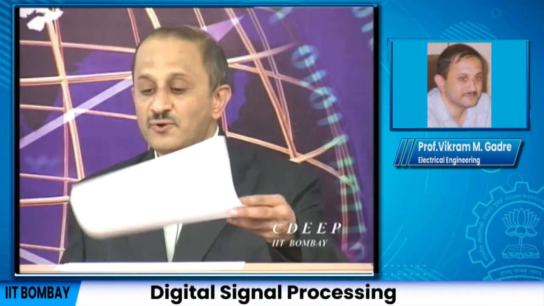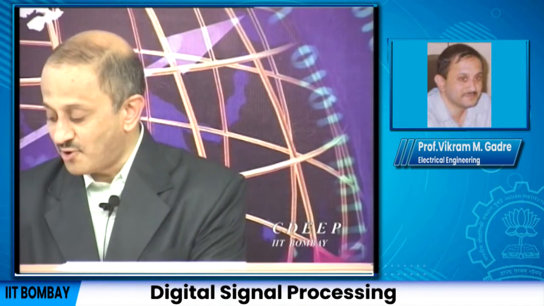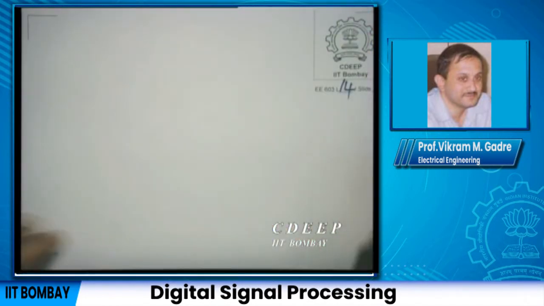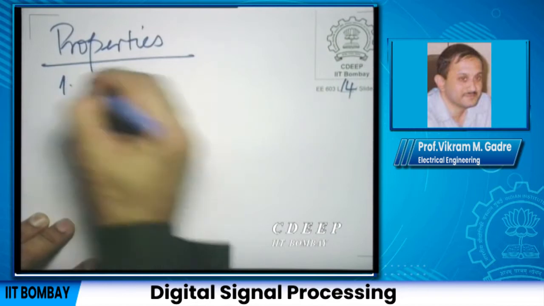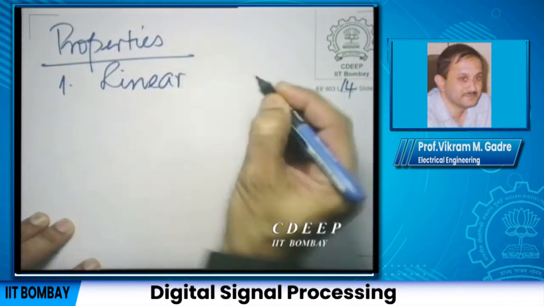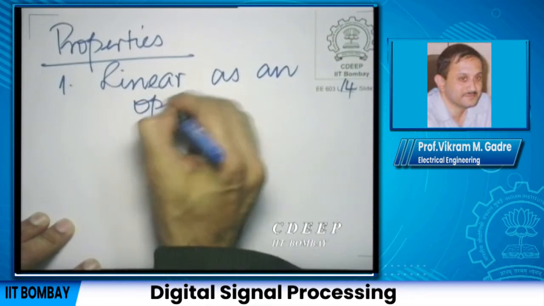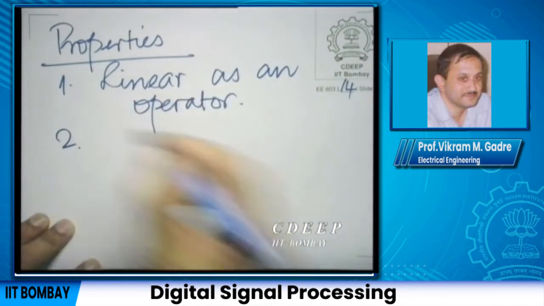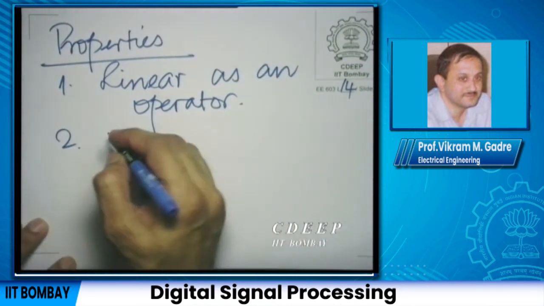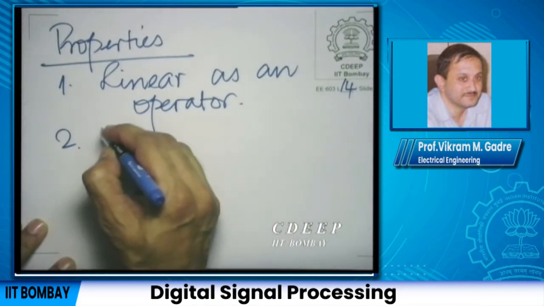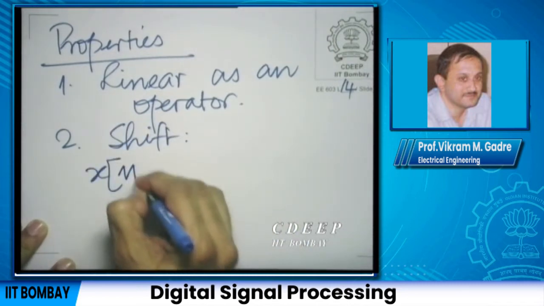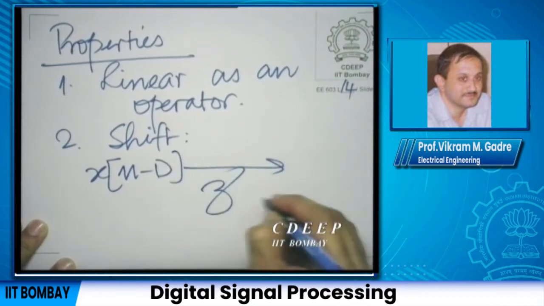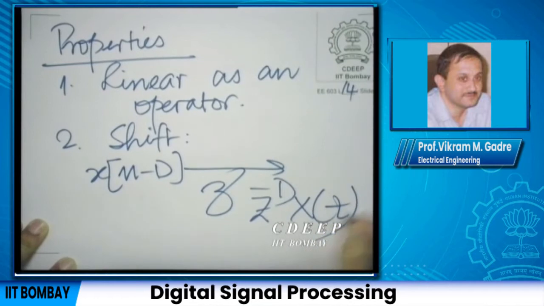All right, so then we will proceed to look at a few more properties of the Z transform. Now, we had seen some properties. We had seen that the Z transform is linear, as an operator. Secondly, we had seen that the Z transform has a property of delay, the delay property or the shift property, isn't it? That is, if you shift a sequence by d, then the Z transform gets multiplied by z to the power minus d. Of course, we had talked about the region of convergence.